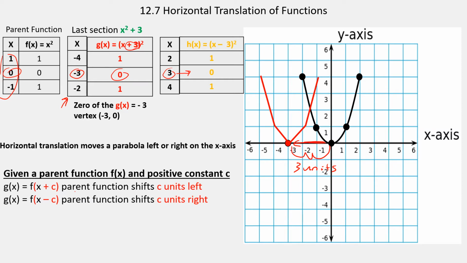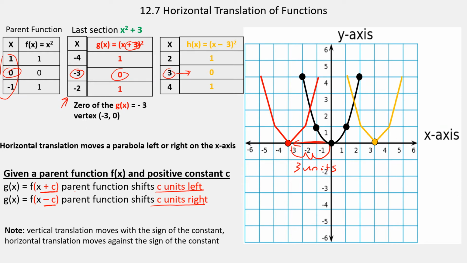Well, what you need to realize for your rules for horizontal translation is that if this is a positive constant, it's going to shift left. If it is a negative constant inside, it's going to shift right. So let's look at our yellow h of x function. There's the vertex, and then we do the graph, and notice it moved to the right 3 places.